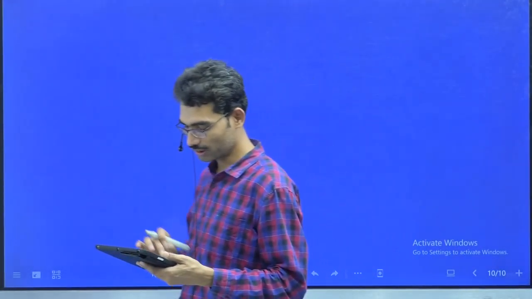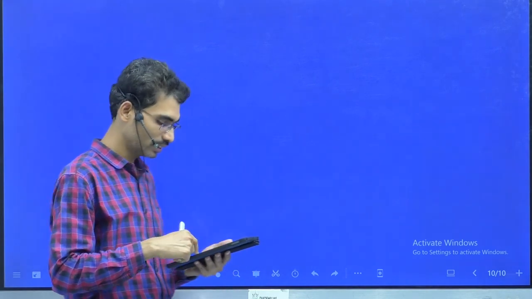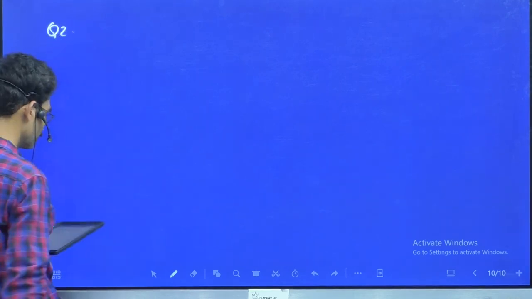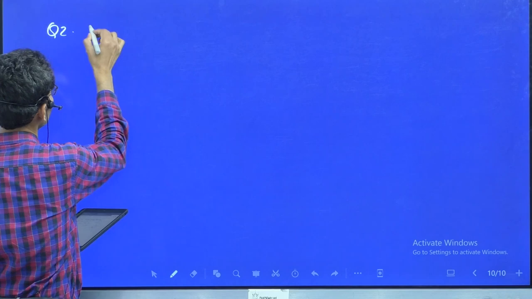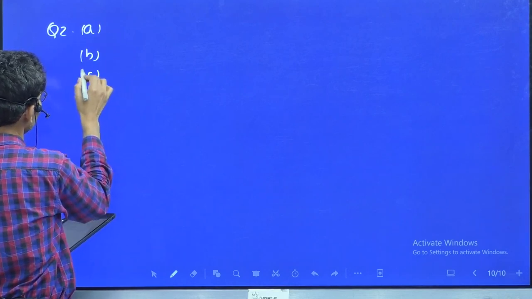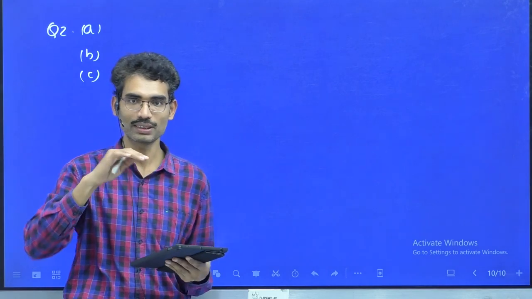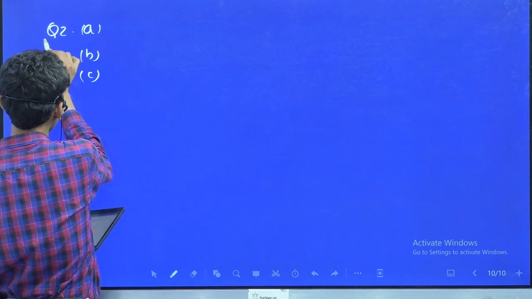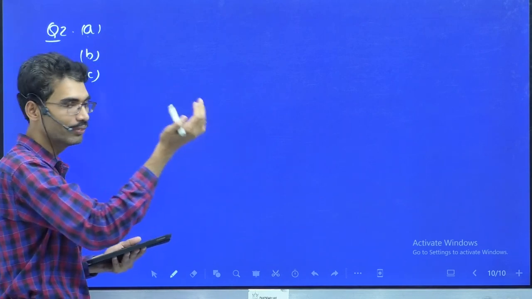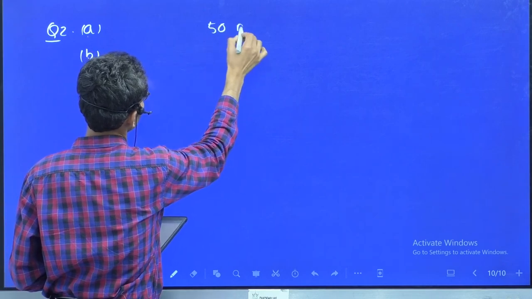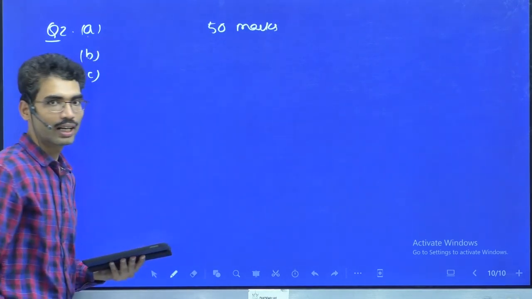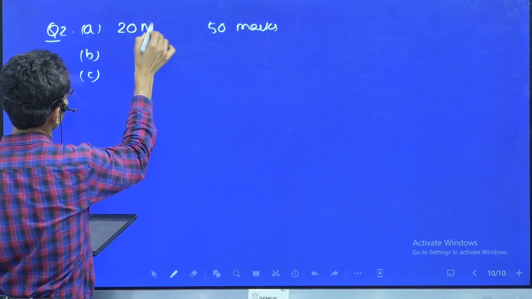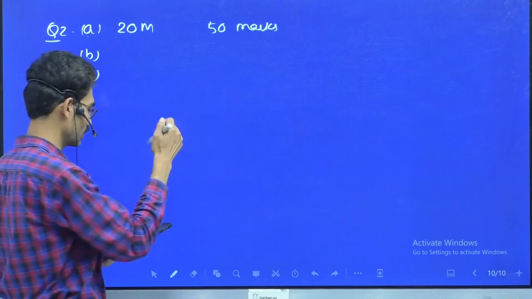This is compulsory when it comes to paper one, section A. Now when it comes to question number two, question number two will contain A, B, C. Again, subsections. UPSC will not give you one question for all 50 marks. All A, B, C combined will have 50 marks. And again, UPSC gives clear instructions. Question A contains 20. That question is for 20 marks.